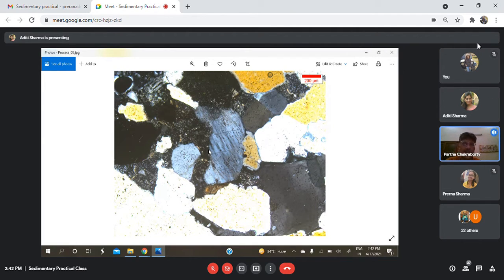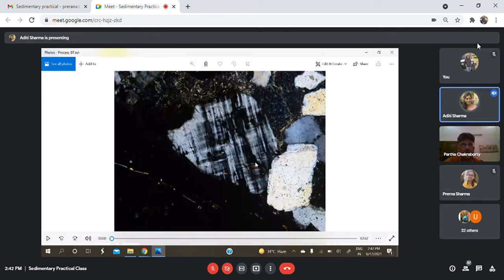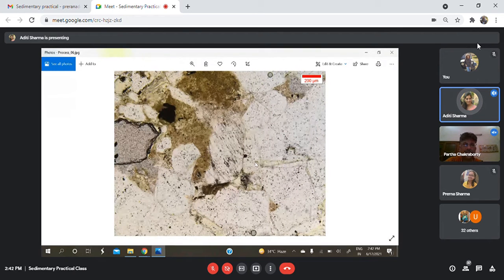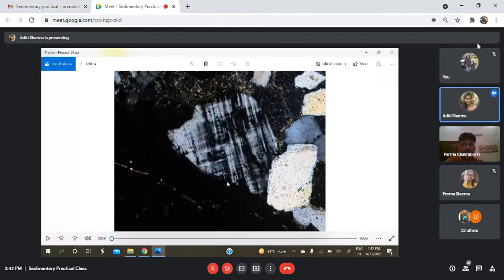Okay, Aditi, you come in. So, okay. This is the same view in plane polarized light. This is the same slide in which somewhere silica growth is clear, and the matrix and some feldspar content. The grain size was very large, so I recorded a video of the entire slide. Okay, start that. Please show.